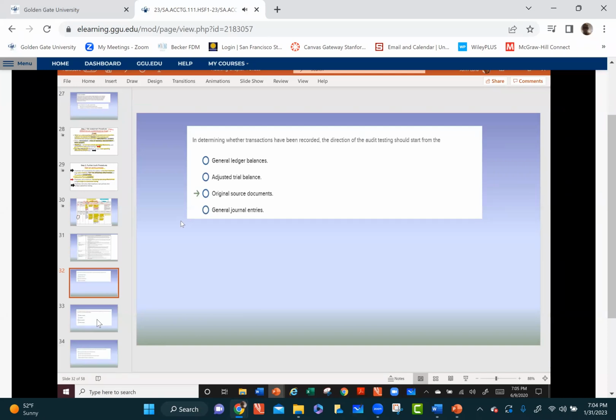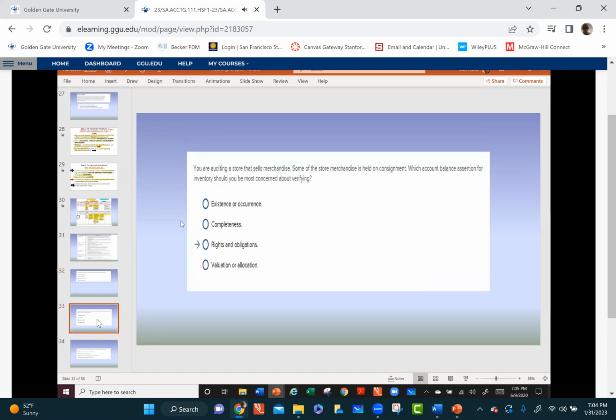Good. So you need to develop some skill that even if the assertion isn't explicitly called out to you, understand what assertion is being asked, and then be able to select the correct audit procedure that goes along with that assertion. Good. Question on that one? Okay, let's take a look at this one.